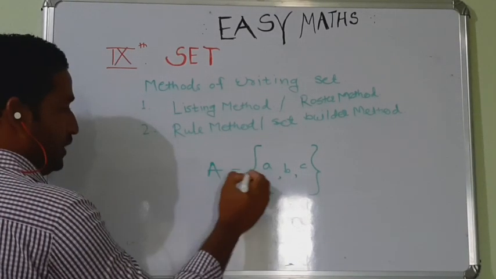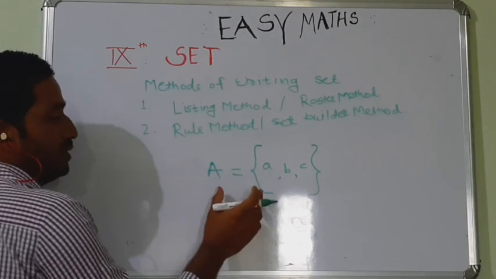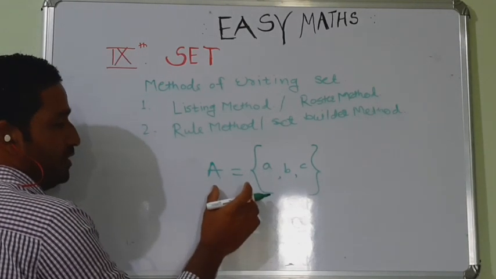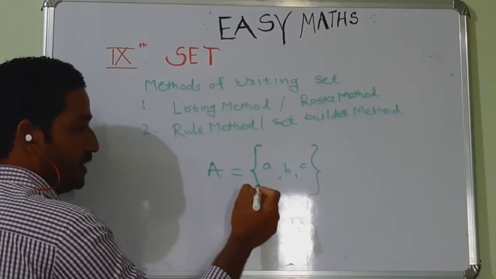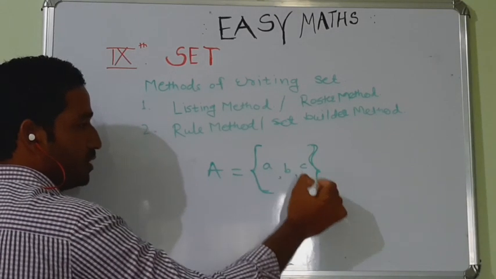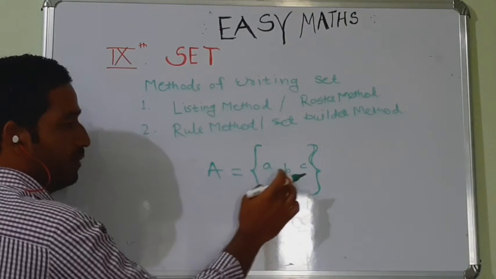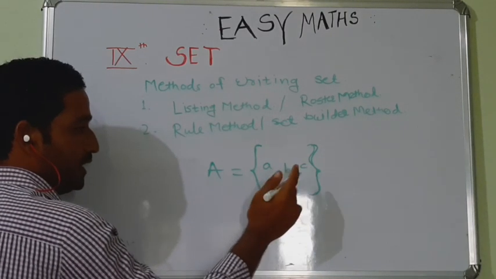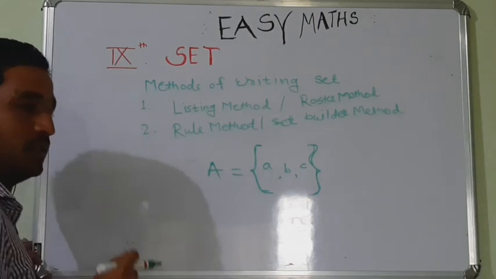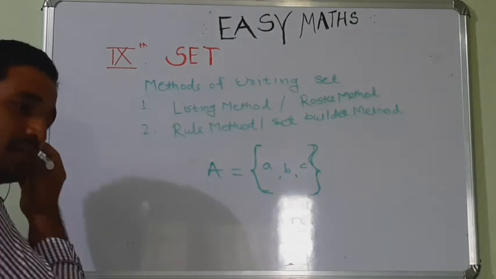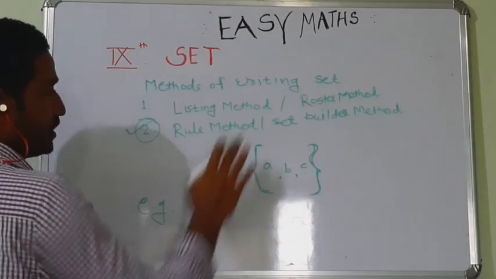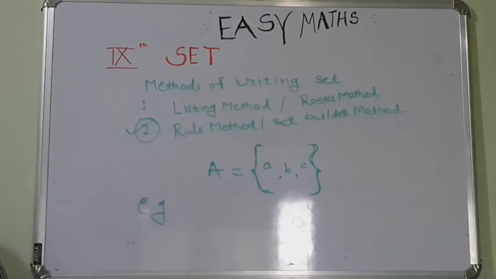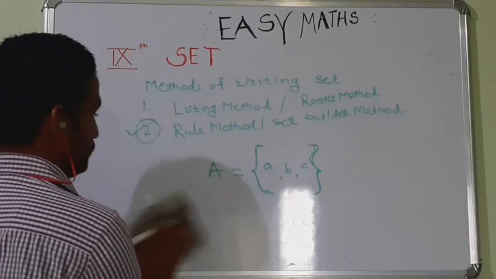Set A. First one, in the listing method, all the elements are enclosed in curly brackets. Every element is separated by commas, and each and every element is written only once. Got it? Rule method or set builder method.